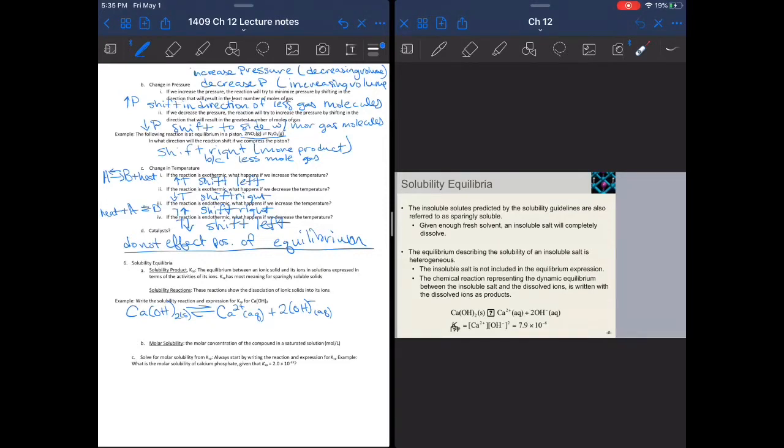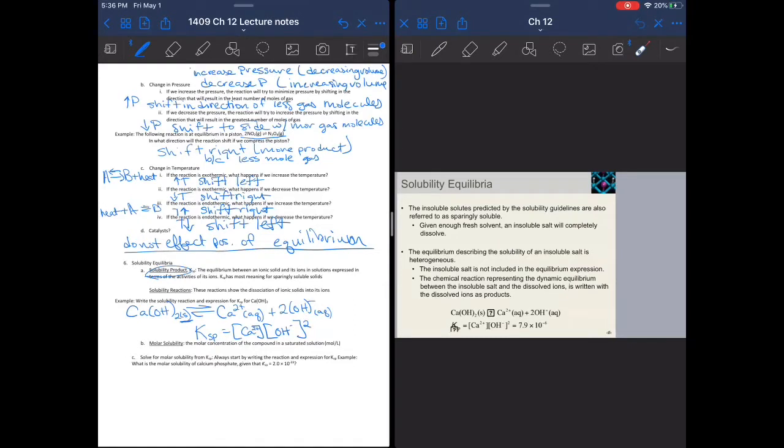If we wanted to write an equilibrium expression, we absolutely could. The equilibrium constant for a solubility reaction is identified as KSP, or is sometimes called the solubility product. And because we leave solids and liquids out of solubility expressions, it's just K equals the concentration of calcium ions times the concentration of hydroxide ions squared.